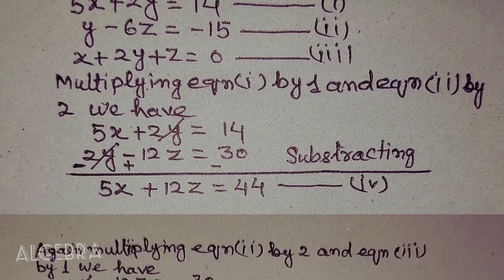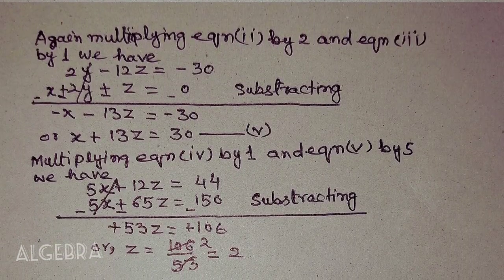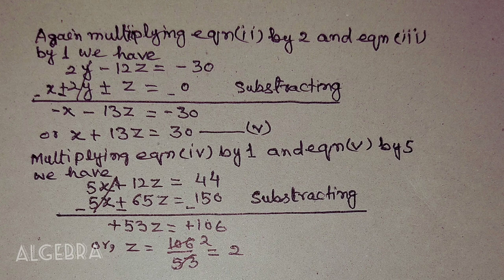Equation 4. Again multiplying equation 2 by 2 and equation 3 by 1 we have 2y minus 12z is equal to minus 30 and x plus 2y plus z is equal to 0. Subtracting, minus x minus 13z is equal to minus 30, or x plus 13z is equal to 30. Equation 5. Multiplying equation 4 by 1 and equation 5 by 5 we have 5x plus 12z is equal to 44 and 5x plus 65z is equal to 150.